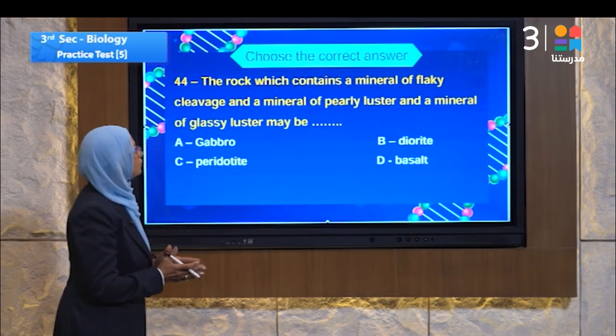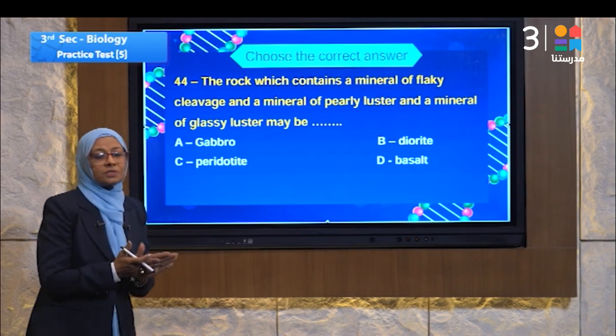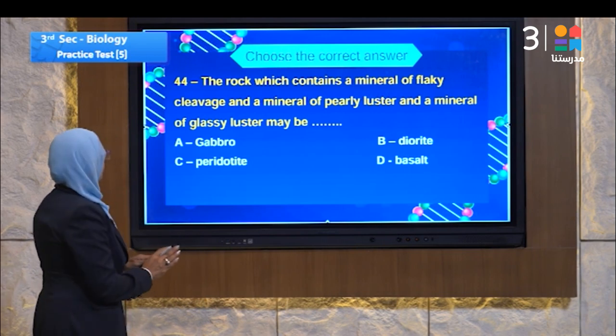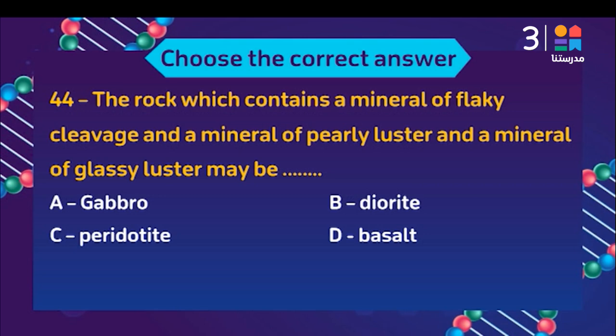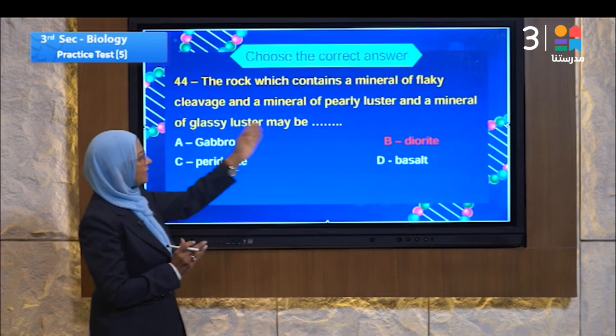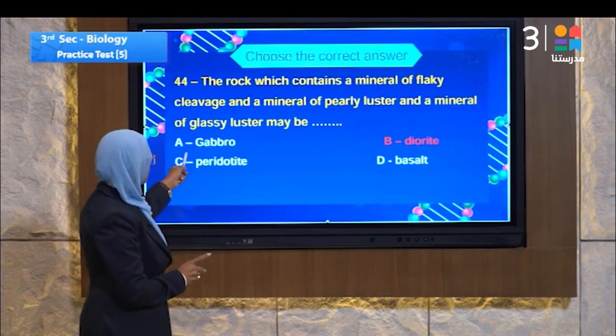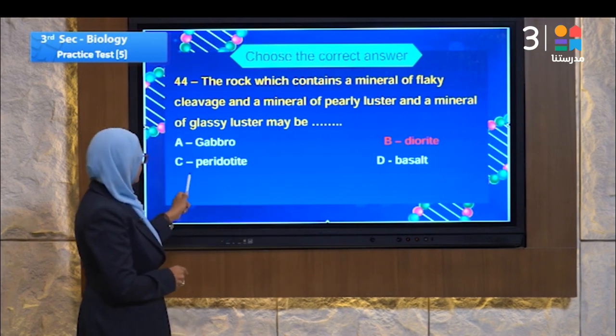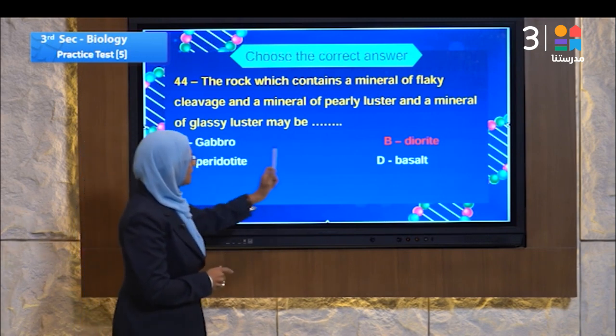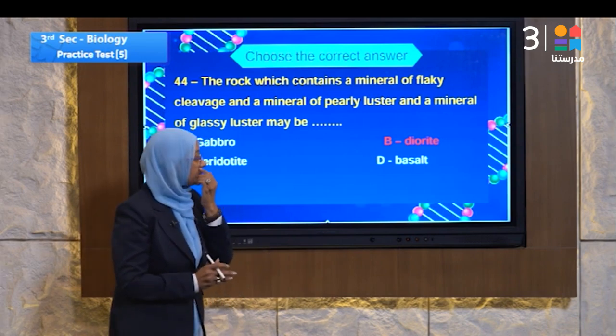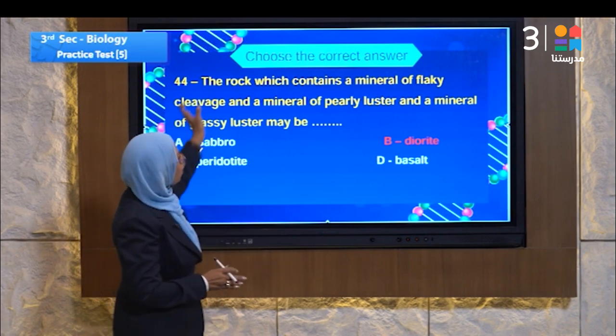Let's go to question number 44. Question number 44 speaks about earth science. The rock which contains a mineral of flaky cleavage, a mineral of pearly luster and a mineral of glassy luster must be, yes, diorite. Let's read the choices. Gabbro, diorite, peridotite, and basalt. The answer must be diorite, which contains all of them.